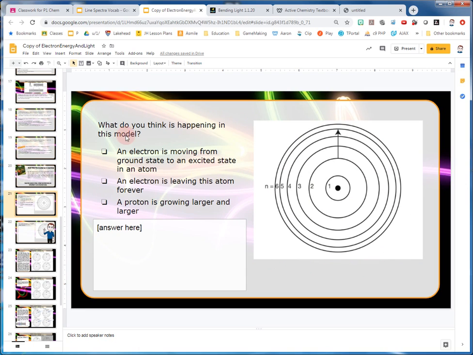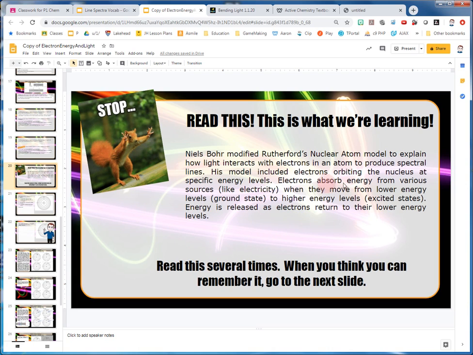Alright, so what do you think is happening in this model? Well, it probably has something to do with what we've been talking about. This is probably not a target at the shooting range. It's one of these three things. Is it an electron moving from ground state to an excited state in an atom? Well, okay, what's ground state and excited state? Lower energy levels, ground state. Higher energy levels, excited states.